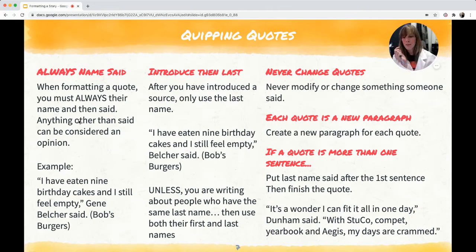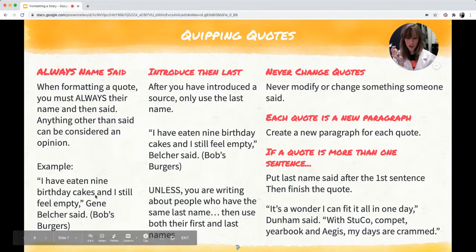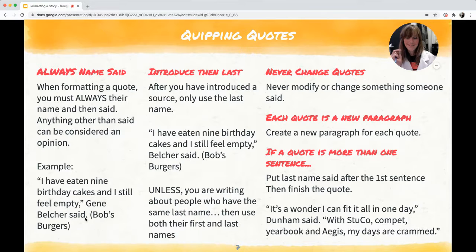Okay, check my example. "I have eaten 9 birthday cakes and I still feel empty," Gene Belcher said. Thank you, Bob's Burgers. Okay, real quote. But right here, I want you to notice, taking away this Bob's Burgers part, because that's not really going to be in your story, I have quotation marks. Then I have my sentence. Then I end right here with a comma, a closing quotation mark, and then I have Gene Belcher, his name, said, period. Structure all quotes this way.